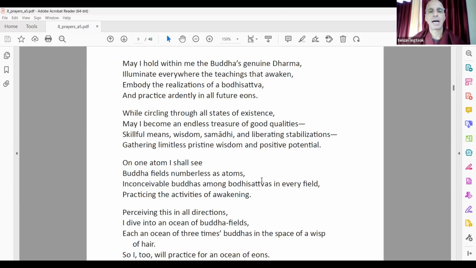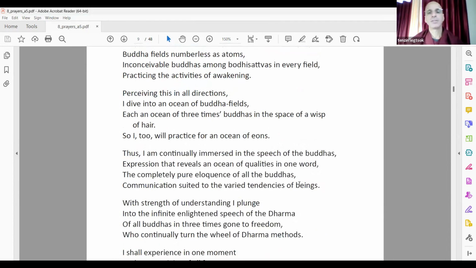On one atom I shall see Buddha fields numberless as atoms, inconceivable Buddhas among bodhisattvas in every field, practicing the activities of awakening. Perceiving this in all directions, I dive into an ocean of Buddha fields, each an ocean of 3 times Buddhas and the space of a wisp of hair. So I too will practice for eons of ocean, for an ocean of eons.